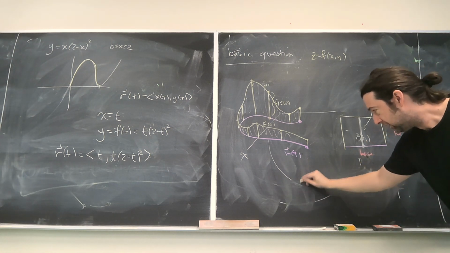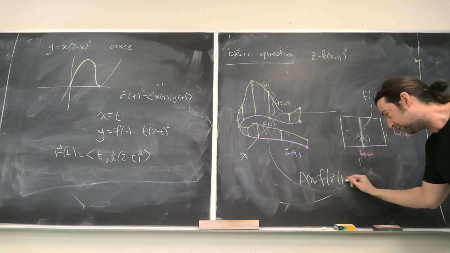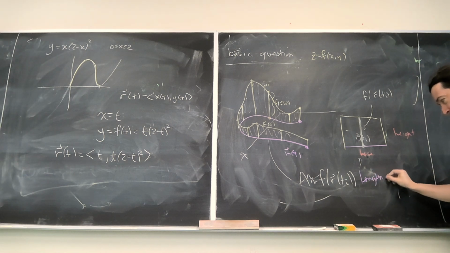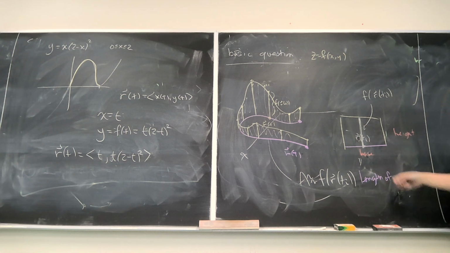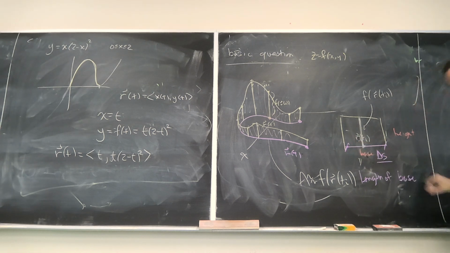Now we know that the area of that rectangle is about equal to the height, which is f of r of ti, times the base. So the length of that purple segment. What is the base? It's the length of the base. So I need to know how long that purple section is. Do I have any notion for figuring out how long a piece of a curve is? Arc length. Okay, so this down here is going to be a delta s, a little tiny chunk of arc length.